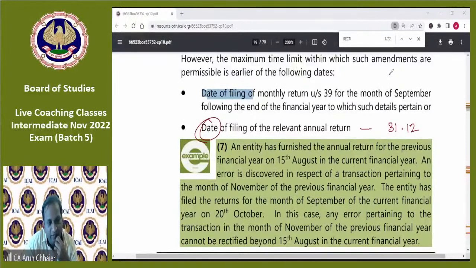Since GSTR1 is linked to claiming the ITC by the recipient, so what will happen if the recipient has claimed the ITC and the new rectification reduced the invoice amount, and vice versa? See, Prabhas, let's understand the question. I am the supplier, you are my customer. I have issued the tax invoice of rupees 1 lakh, which I have reported in the GSTR1. Correspondingly, you have taken the ITC on rupees 1 lakh, let's say 18%, 18,000.